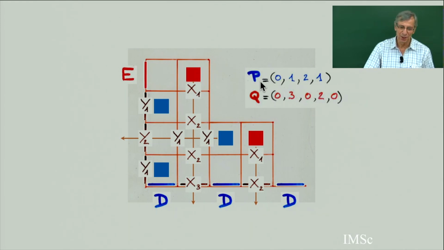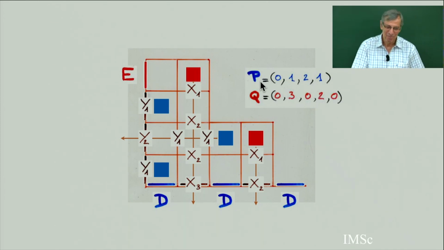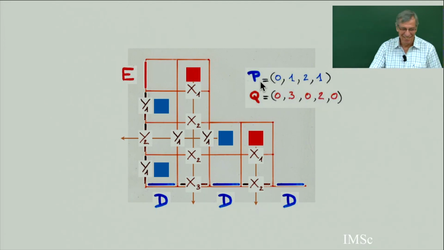And as a joke, I put P and Q to remember RSK. Just a joke too. It's a pair PQ from an alternative tableau. It has nothing to do with RSK.